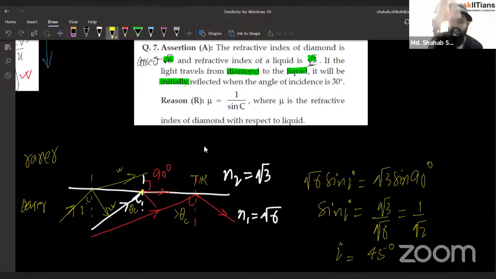Secondly, you can't write refractive index is equal to 1 by sin C. You must write refractive index.